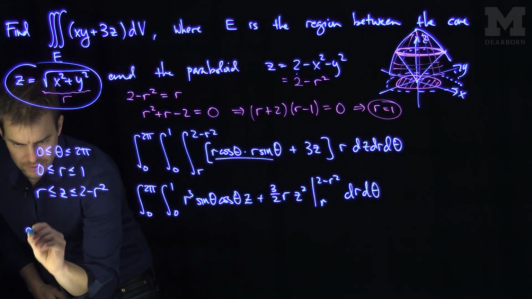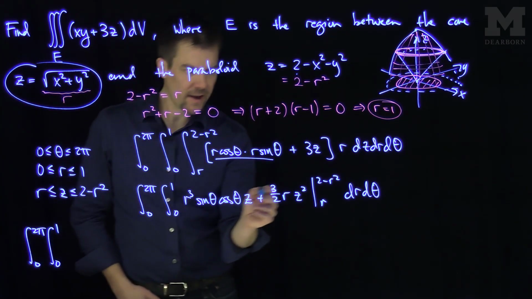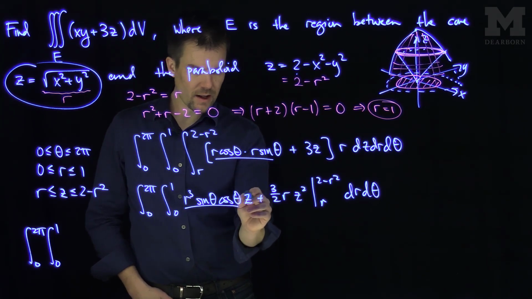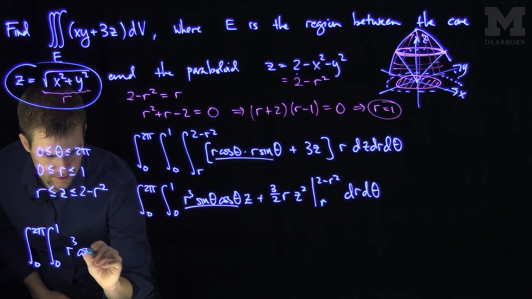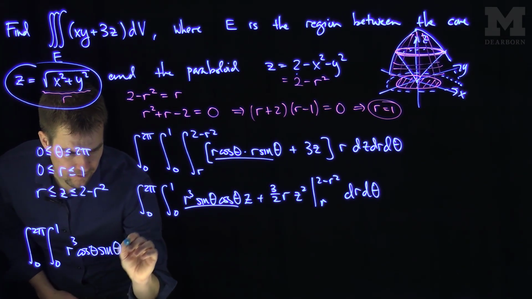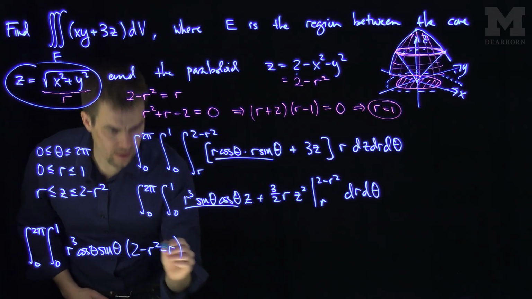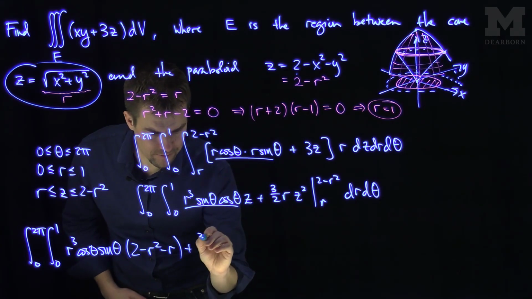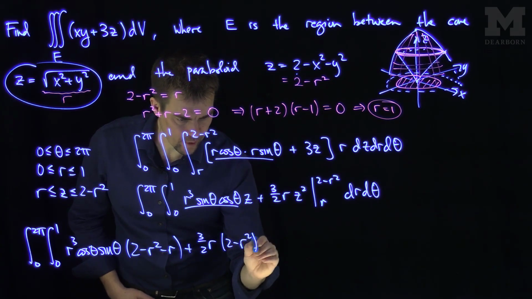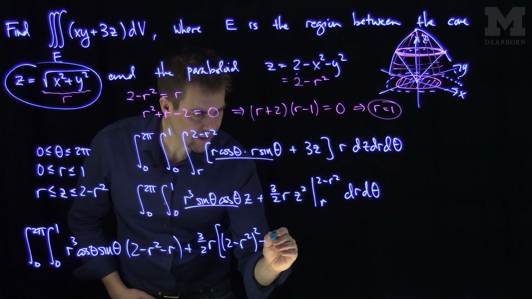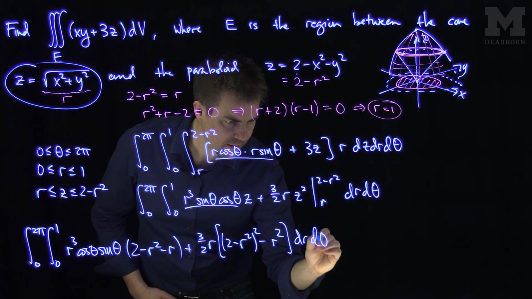So let's write this out. We're going to get the integral from 0 to 2 pi, the integral from 0 to 1. And then we'll have this whole term over here. Then I'll have z and the difference of those two. So we'll have an r cubed cosine theta sine theta. And then the difference of these, which is going to be a 2 minus r squared minus r. Then over here, we'll have a 3/2 r, and then we'll have a 2 minus r squared squared, and then minus r squared. Then we'll have a dr and a d theta.